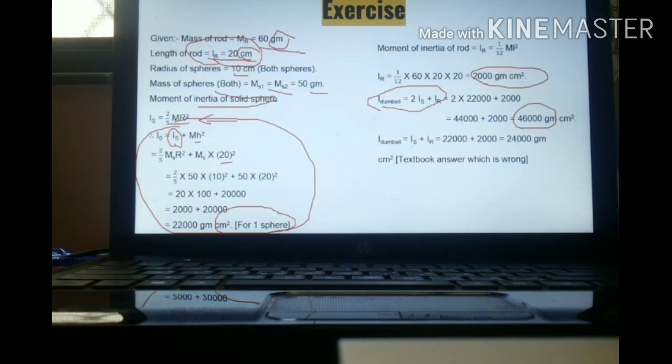But in our textbook they have considered only one sphere and the moment of inertia of the rod, moment of inertia of the sphere plus moment of inertia of the rod. So therefore they have got the answer as 24,000 gram centimeter square, but this answer is wrong. So this is right, that is 46,000.